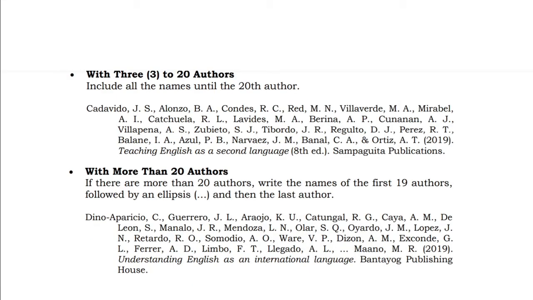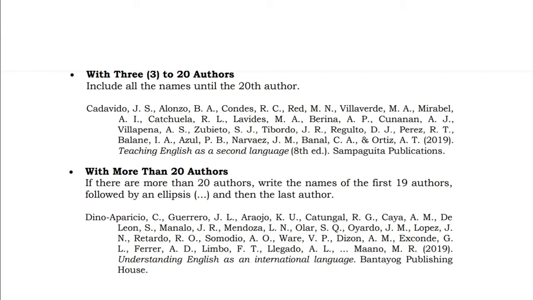With 3 to 20 authors, include all the names until the 20th author. Here is the example. Cadavido J.S., Alonso B.A., Condes R.C., Red M.N., Villaverde M.A., Mirabel A.I., Cachuela R.L., Lavides M.A., Berina A.P., Cunanan A.J., Villapena A.S., Sobieto S.J., Tibordo J.R., Rigulto D.J., Perez R.T., Balani I.A., Azul P.B., Narvaez J.M., Banal C.A., and Ortiz A.T. 2019. Teaching English as a Second Language, 8th edition, Sampaguita Publications.